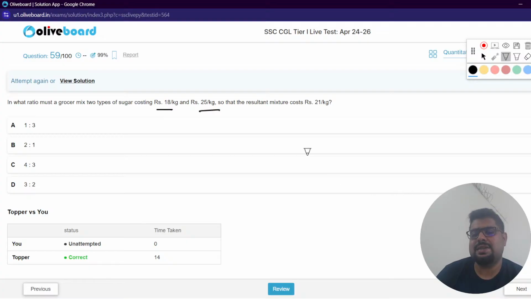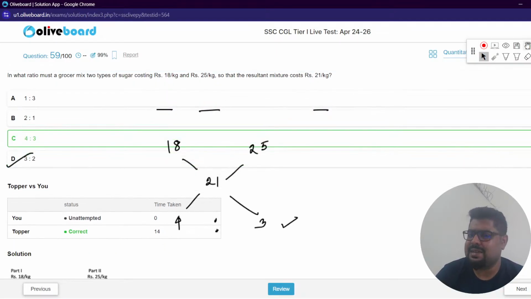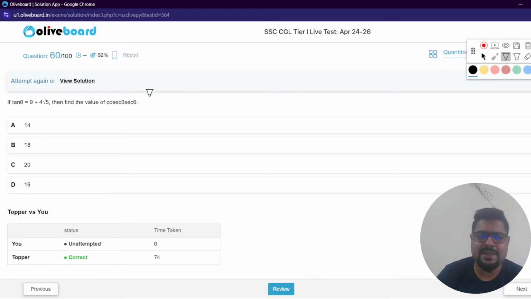18 rupees a kg, sir. This is very simple, pure allegation. The primary question of allegation, right? I guess you guys all learned allegation using this question. 4:3 is the answer. This week's mock seems a little easier, at least till the questions we have found, the first 10 questions or so.